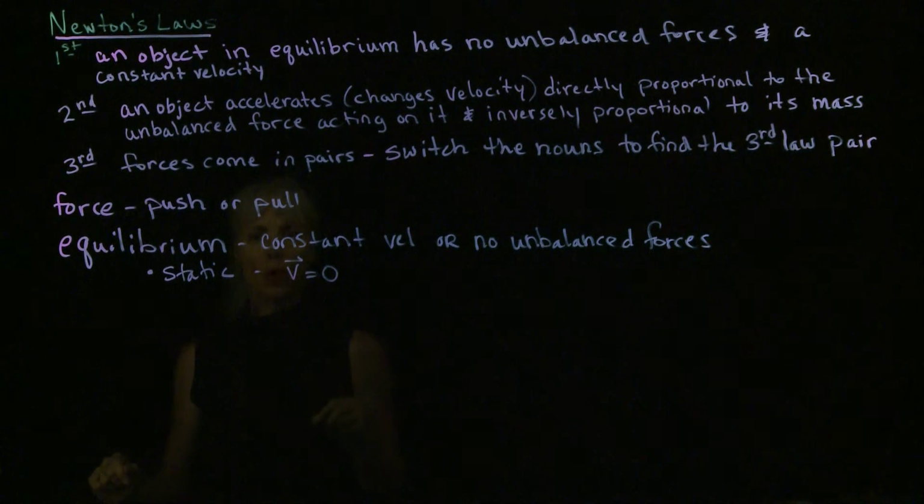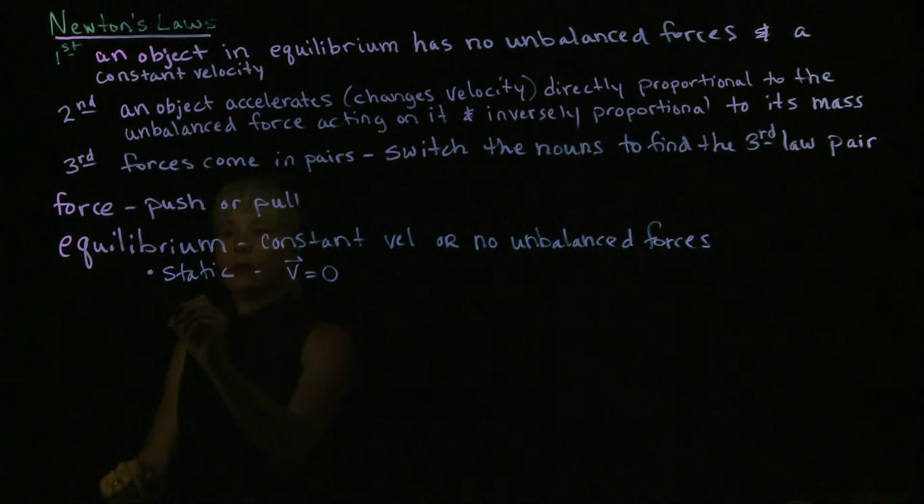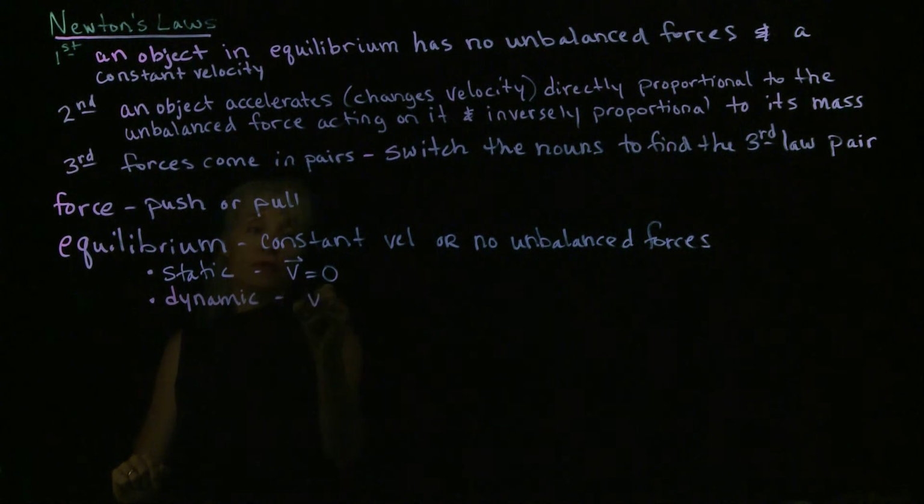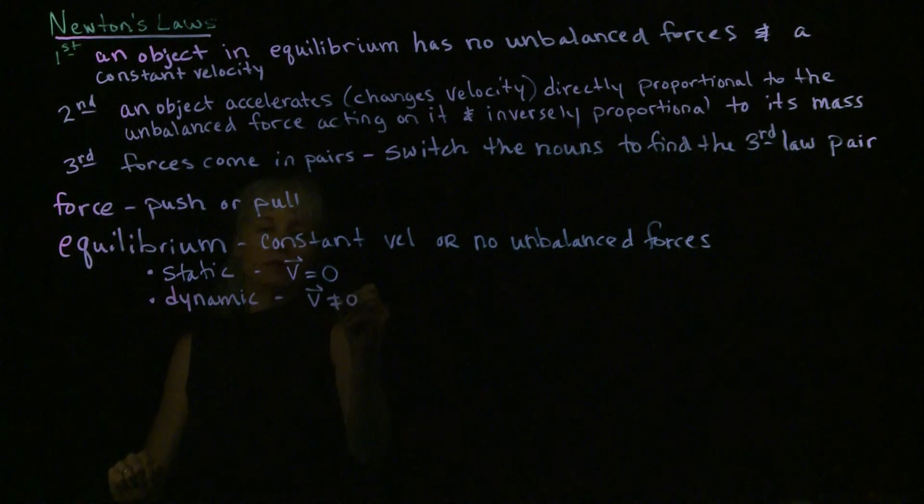Remember that the arrow over a quantity indicates that that quantity is indeed a vector. So velocity cares about magnitude and direction. So when we talk about constant velocity, then we mean that neither the magnitude or direction can be changing. Constant velocity means constant direction, constant magnitude, or constant speed. The other type of equilibrium is dynamic, and dynamic is a constant velocity, but that constant velocity is not equal to 0.